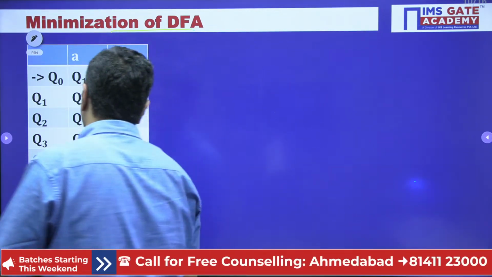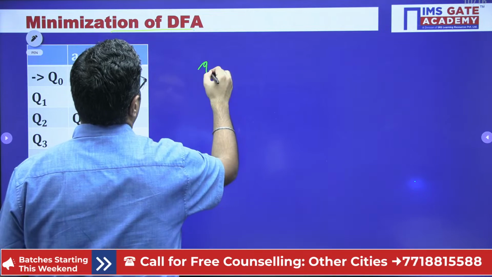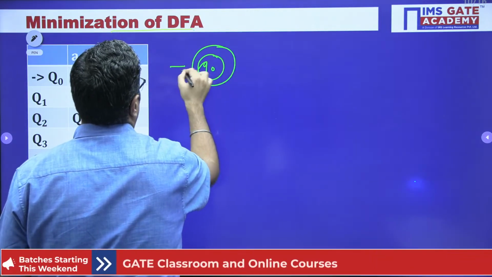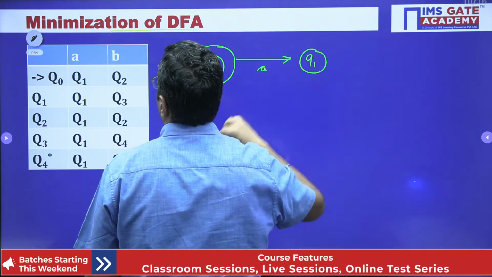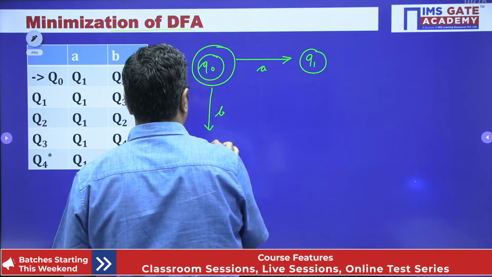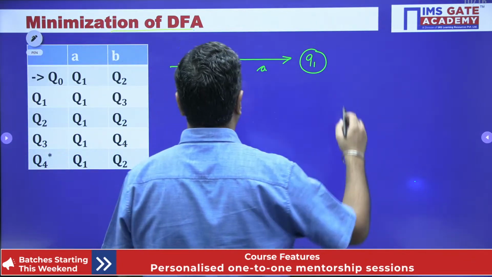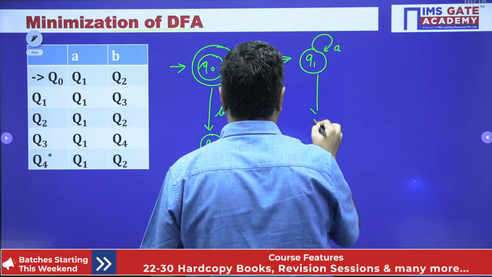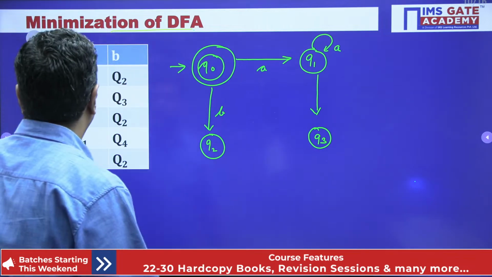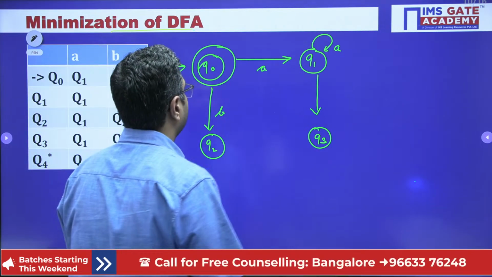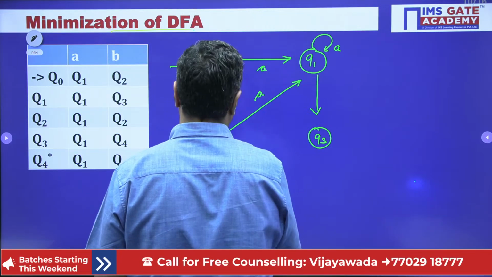Now, over here in this example, let's try to make the DFA first. Q0 is my initial state as well as the final state. On A, it is going to Q1. On B, it is going to Q2. Now, Q1 on A goes to Q1 itself, and on B, it goes to Q3. Then Q2 on A goes to Q1, and Q2 on B goes to Q2.